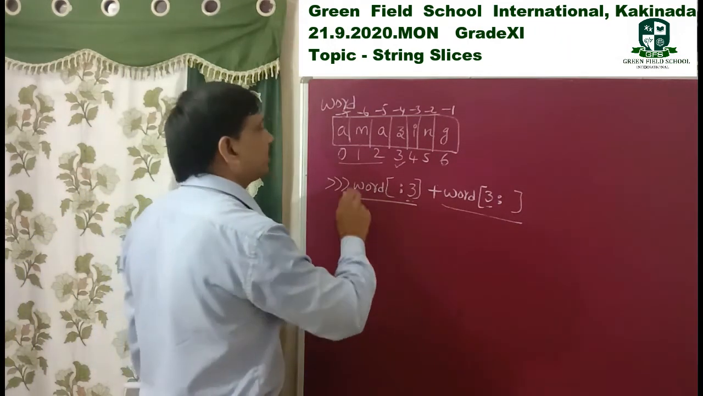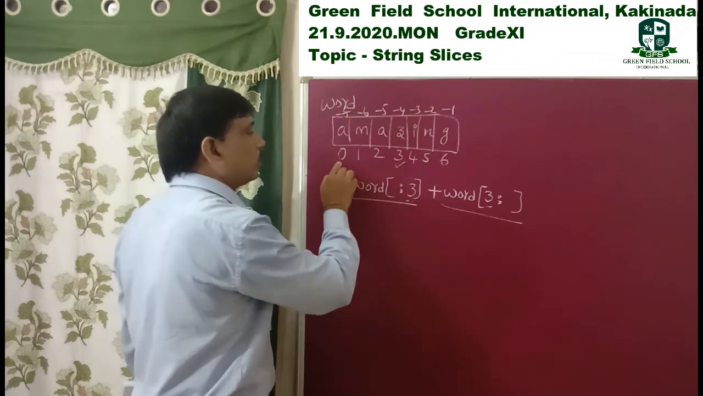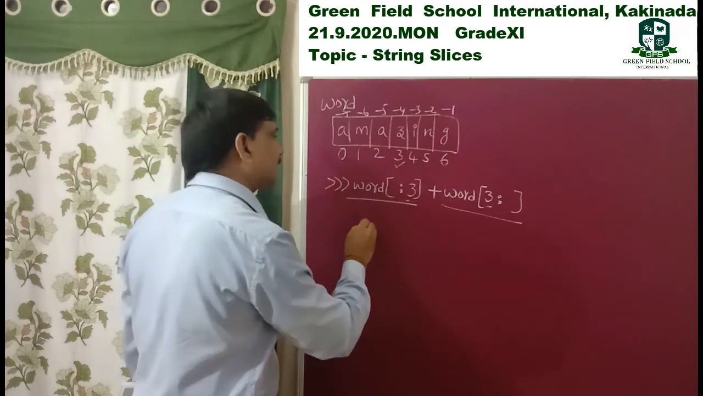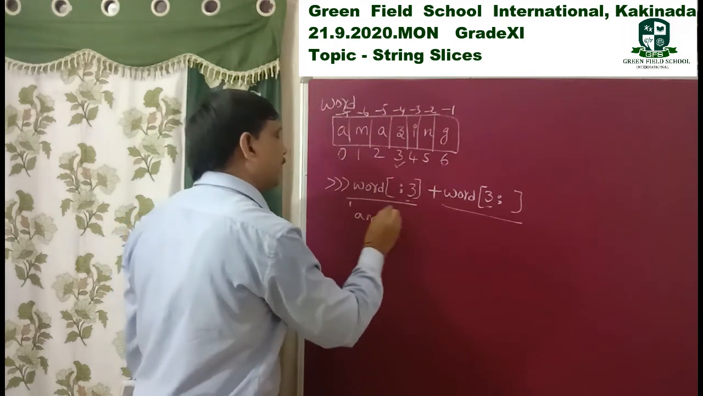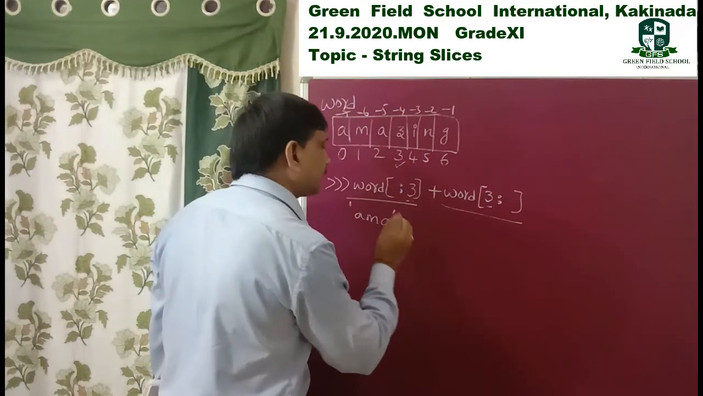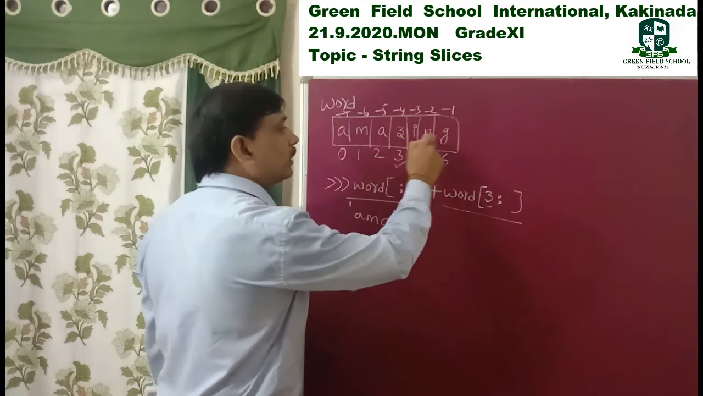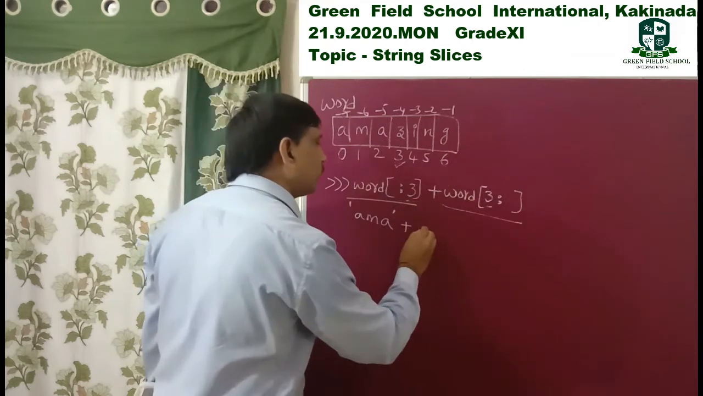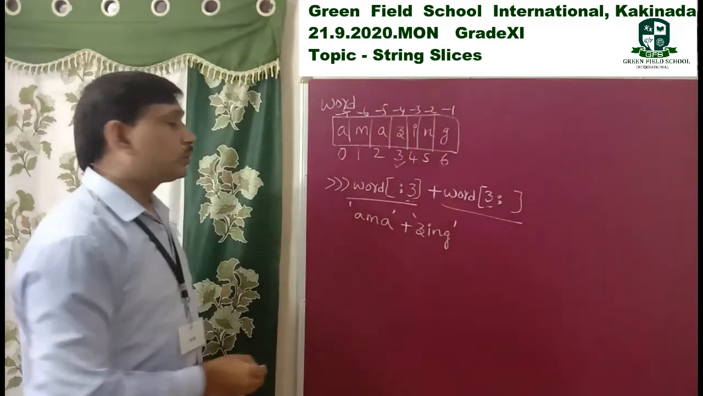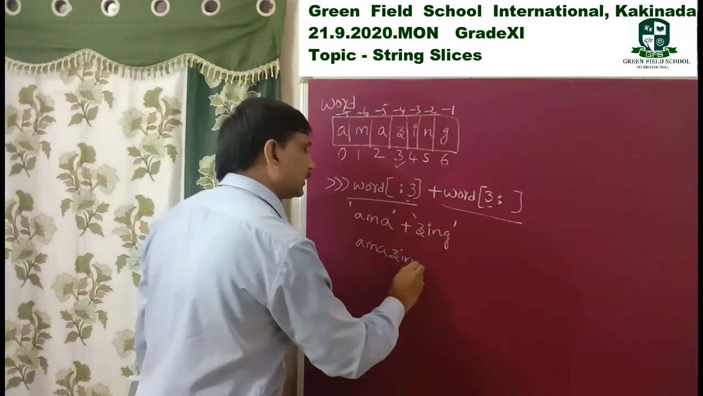Okay, see word of starting from, not specified. That's why it starts from 0. Okay, 0 to 3. 3 means 3 minus 1, 2. 0, 1, 2. So it accesses A, M, A. So here this one is for the substring. Next, plus this one, word of 3, 2. 3, 2 means starting from Z, and we do not specify the end, so up to the end: Z, I, N, G. To concatenate these two, we return the given string.